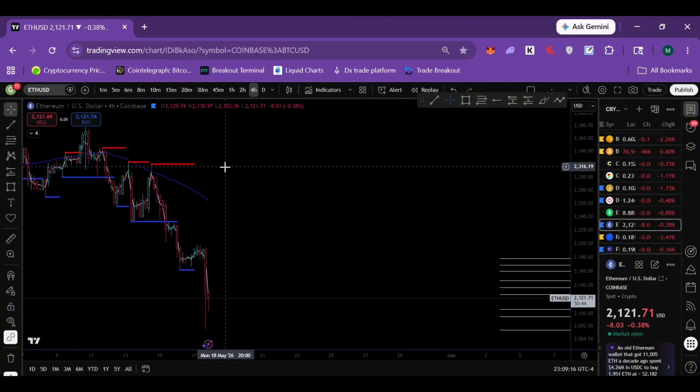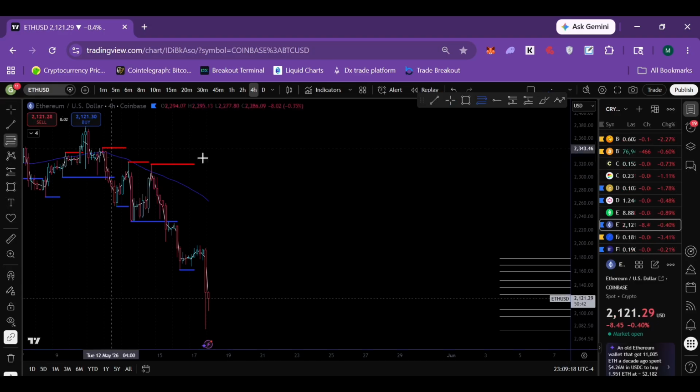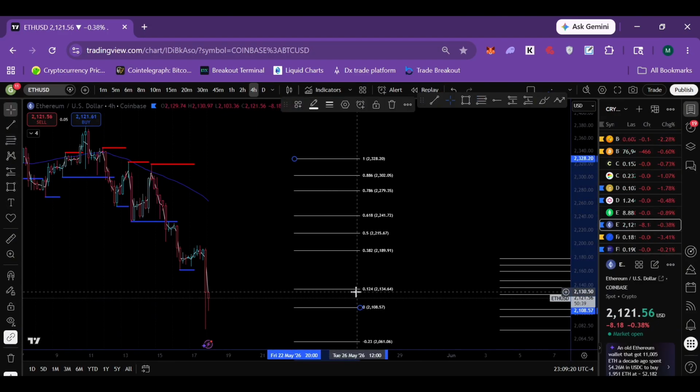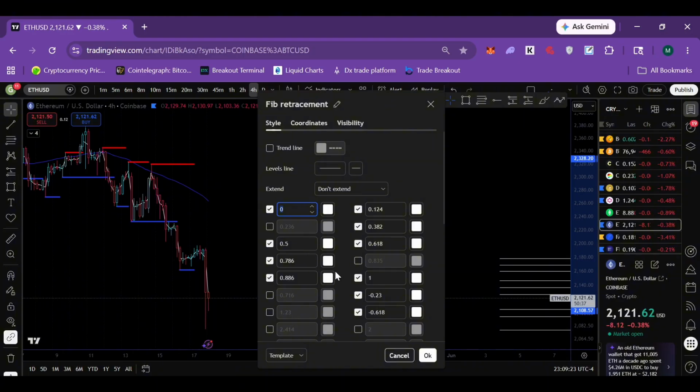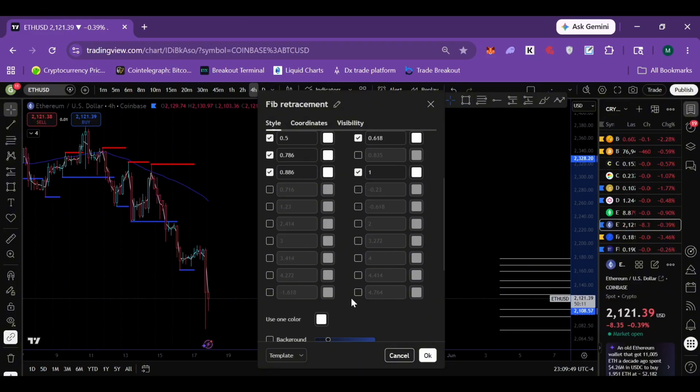There's certain numbers. So when it comes to the fib, I'm gonna give you my numbers so y'all can take a screenshot and add it to yours. But the ones you would need are the ones that are checked. So 0, 0.124, 0.382, 0.5, 0.618, 0.786, 0.886, and 1. And if they aren't on your screen, you can just click on one of them and type in the number.